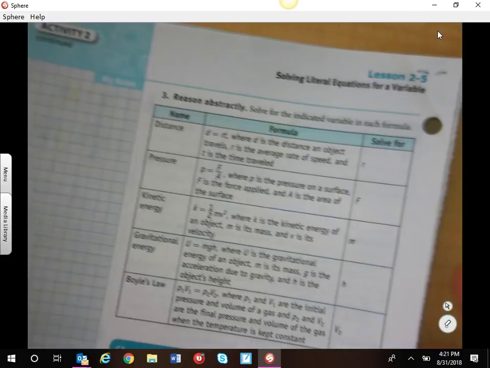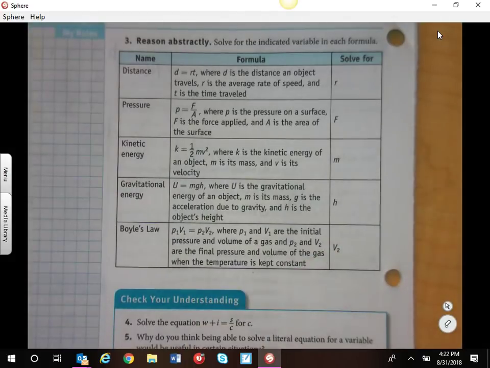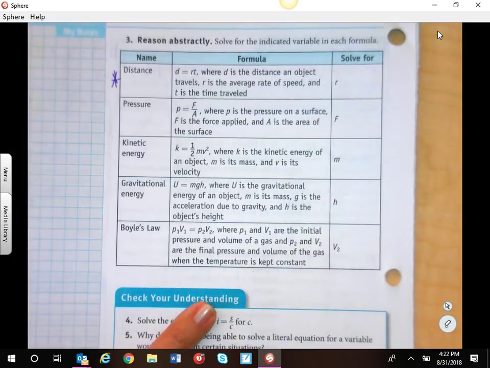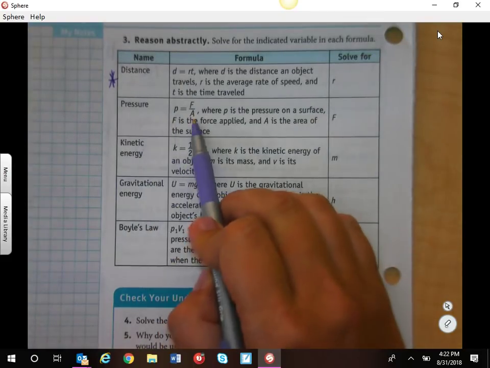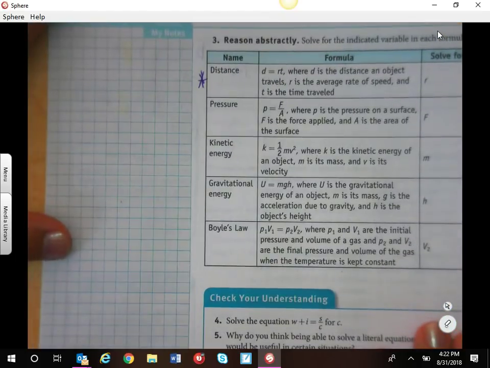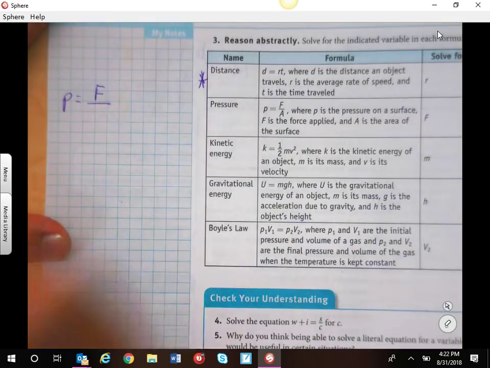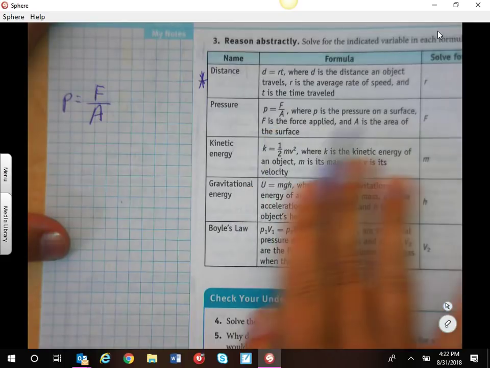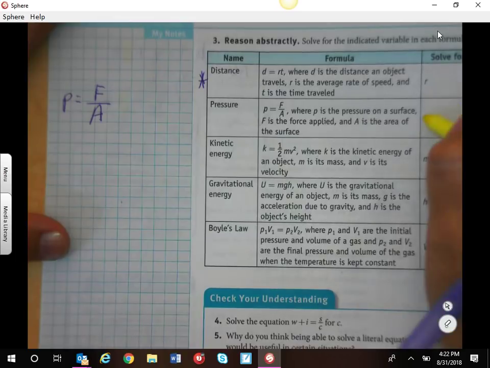Last one I want to do, we have a table here. And on this table, we have a lot of different equations that we normally see. So I'm going to have you put in your distance one. We're going to do this one on the Google form. But I want you to look at the pressure. I'm going to write this in the margin as well. So P equals F over A. And it tells you pressure on surface, force applied, A is the area of the surface. That really doesn't matter to us. What matters is that we want to solve for F.